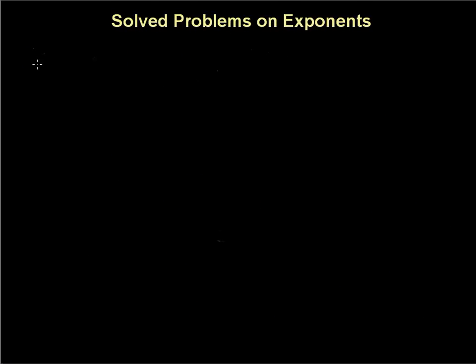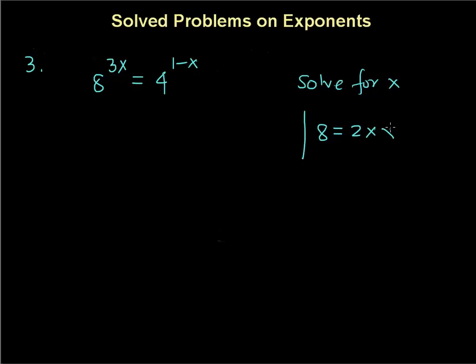Okay, so let's choose another problem here quickly, and this is number 3 in the series. I'm going to choose one with 8 to the power 3x equal to 4 to the power 1 minus x, and again solve for x. So let's do factors here first. So 8, I know that we can write it as 2 into 2 into 2, so 3 times 2.